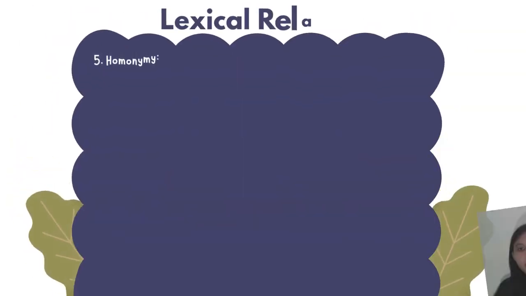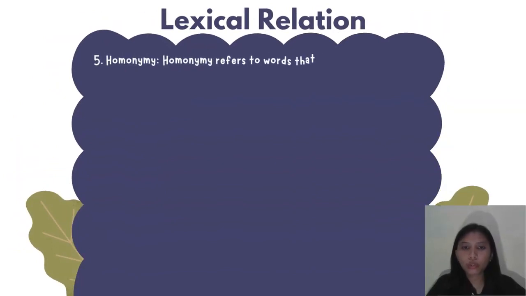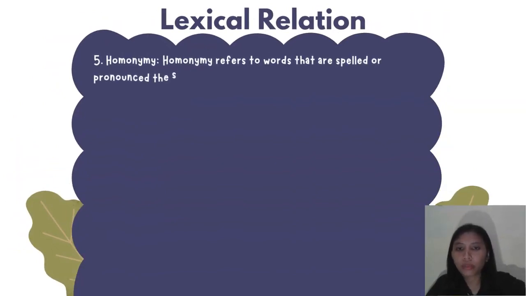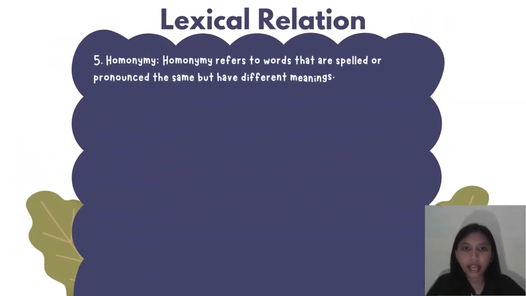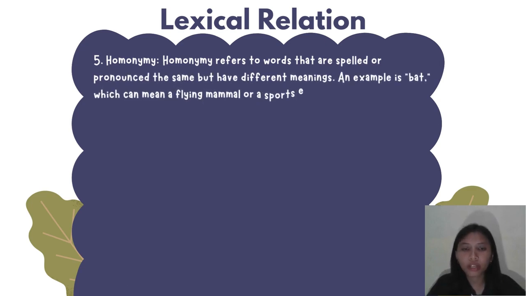Number 5, there is homonymy. Homonymy refers to words that are spelled or pronounced the same but have different meanings. An example is bat, which can mean a flying mammal or a piece of sports equipment.